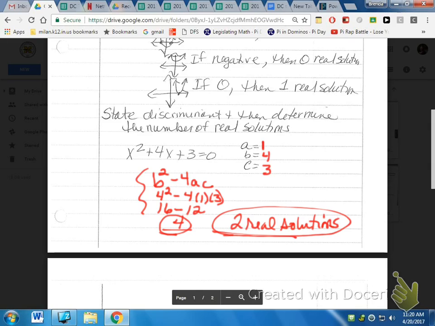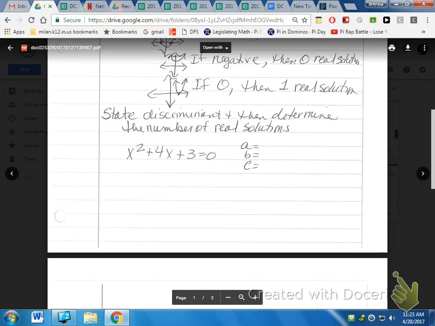Yes? If it's 0, then you don't have to go any further. No. This isn't actually solving the quadratics yet. This is just a way to tell if you just need to know how many solutions there are. Okay? We're not really solving it just yet. All right, anything else about the discriminant?